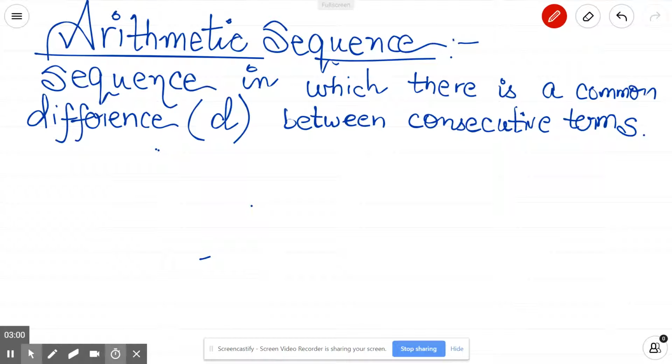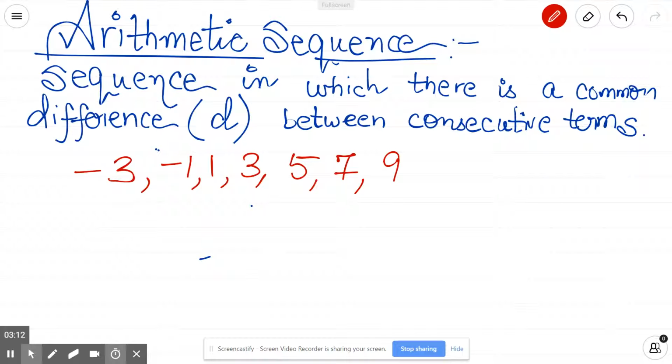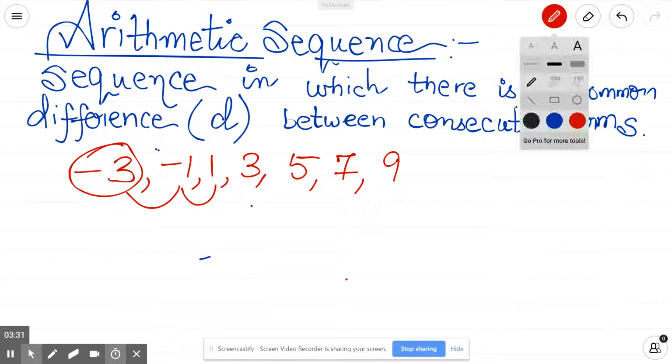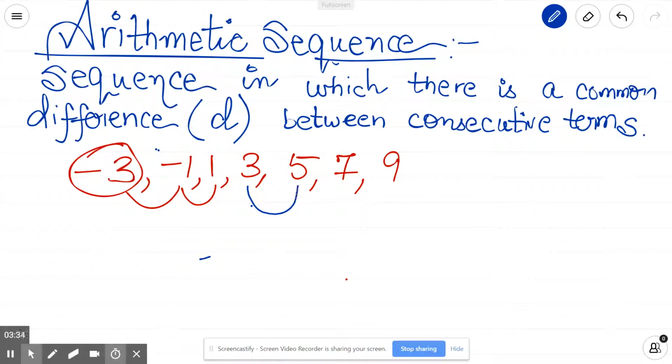So for example, our sequence here is -3, -1, 1, 3, 5, 7, 9. I'm trying to look over here whether it's arithmetic or not, and if yes, then what is the common difference? Now, the common difference has to be the same number that you're adding or subtracting to the previous term to get the next term. Negative numbers get confusing at times, so I will take the positive numbers and see, okay, 3 plus what is 5?